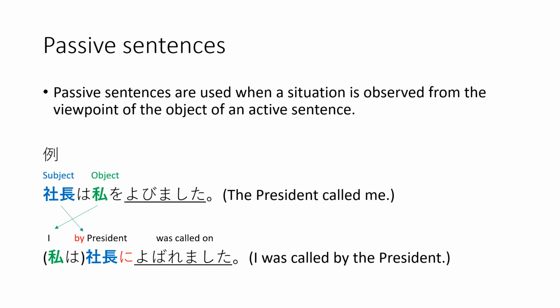For example, 社長は私を呼びました。The president called me. 社長に呼ばれました。I was called by the president. So the first sentence is the active sentence and the second sentence is the passive sentence. The passive construction is used to indicate that the subject of the sentence is being acted on by someone, the agent. The object of the active sentence becomes the subject of the passive sentence, and the verb is changed into the passive form, which will be explained in the following slides.